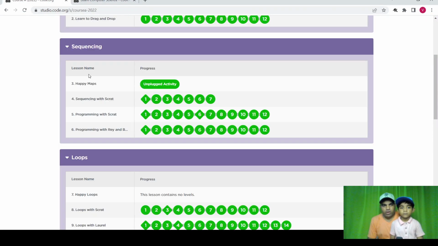Okay. So we already finished the first two lessons. Hope you watched them and loved them. So let's see what's in the next lesson. There is excitement because in the first lesson we learned how to drag and drop the object. In the second lesson we helped Scrat reach the acorn. So the next lesson is programming with Scrat. Let's see what's in this lesson.